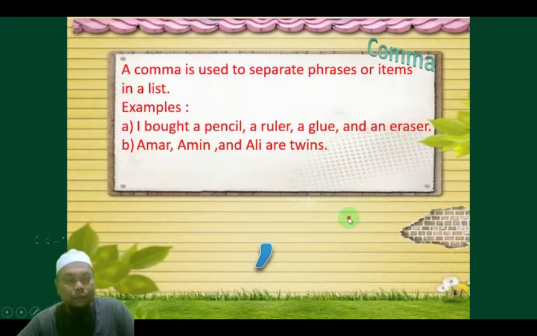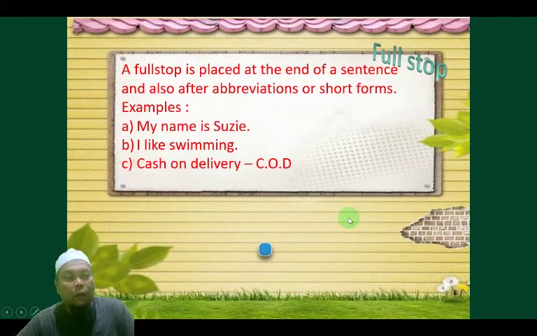Ali are twins. A full stop is placed at the end of a sentence and also after abbreviations or short forms. Example, my name is Susie. I like swimming. Cash on delivery, C.O.D, or with full stops, abbreviations. This is common. I think you know it well. After finishing the sentence, you should put the full stop.